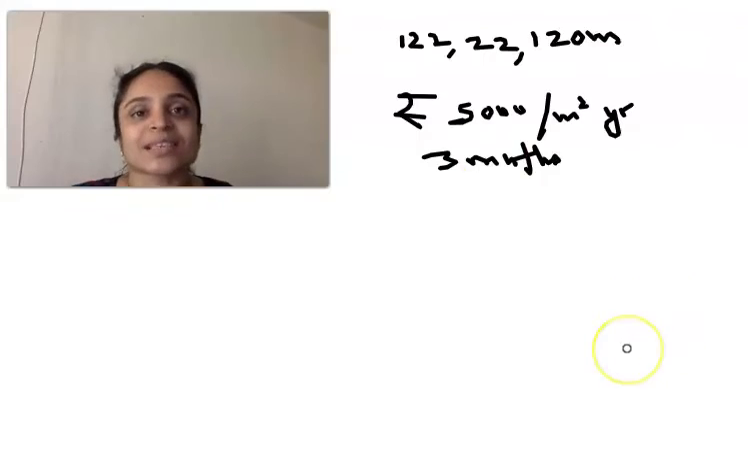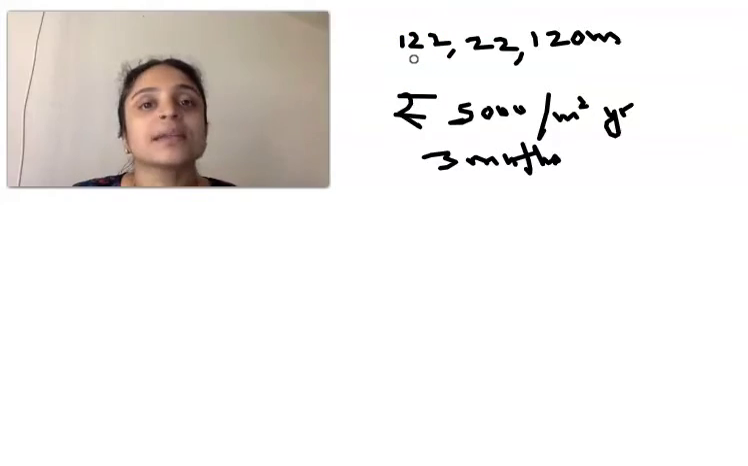Understood? Next question is, the triangular side walls of a flyover have been used for advertisements, and the dimensions of the wall are 122, 22 and 120 meter, and the advertisements yield an earning of 5,000 rupees per meter square for a year. This was hired by a company for 3 months. So what is the rent they have to pay? That is the question.